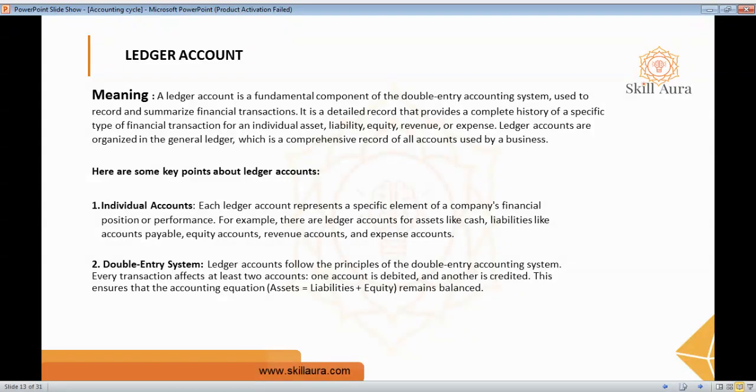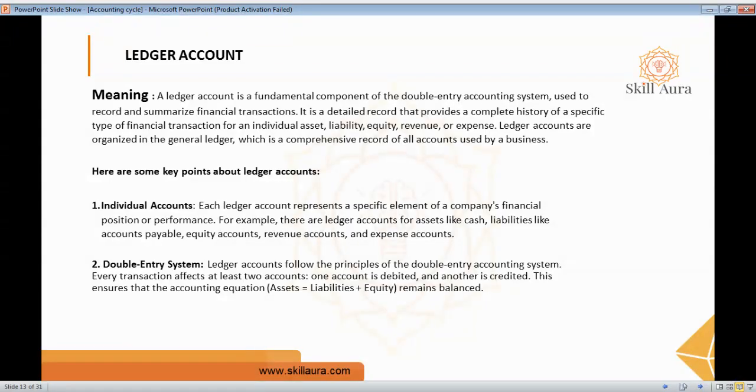Here, each ledger account contains the information about the date, description, and amount of each transaction, which results in a balance. So these accounts help the business to track each financial transaction, monitor the financial position, and also prepare the financial statements. This helps us to understand each specific account like cash account, account receivable, inventory, etc.